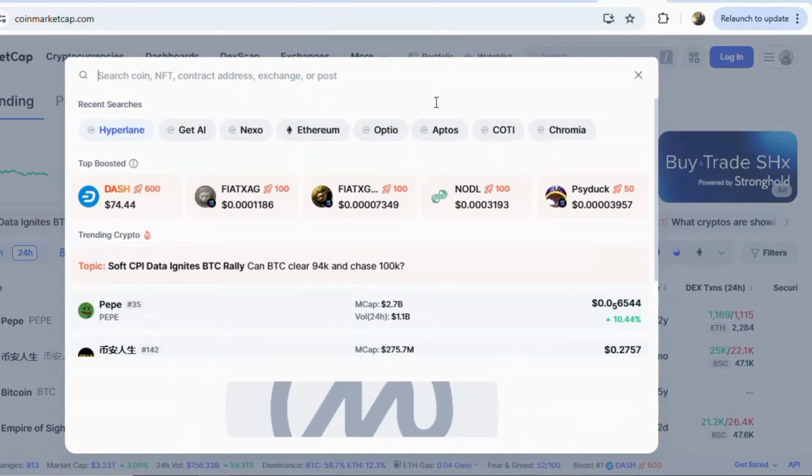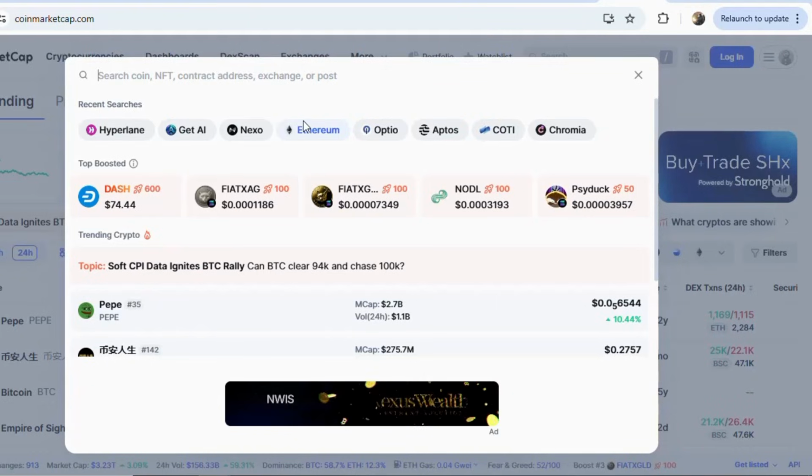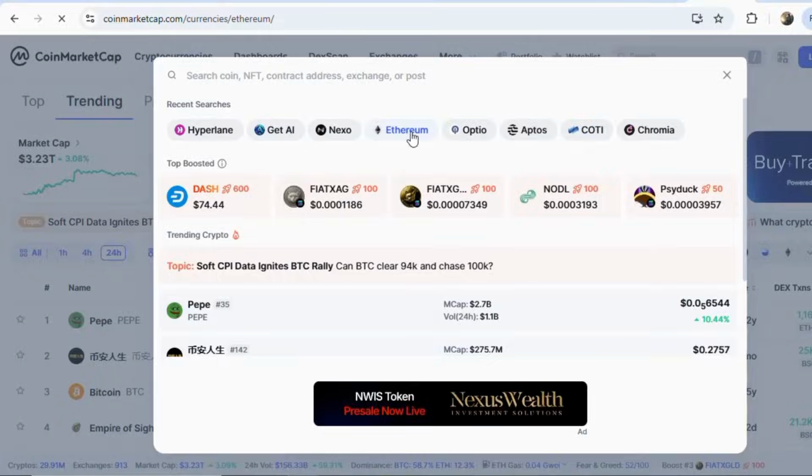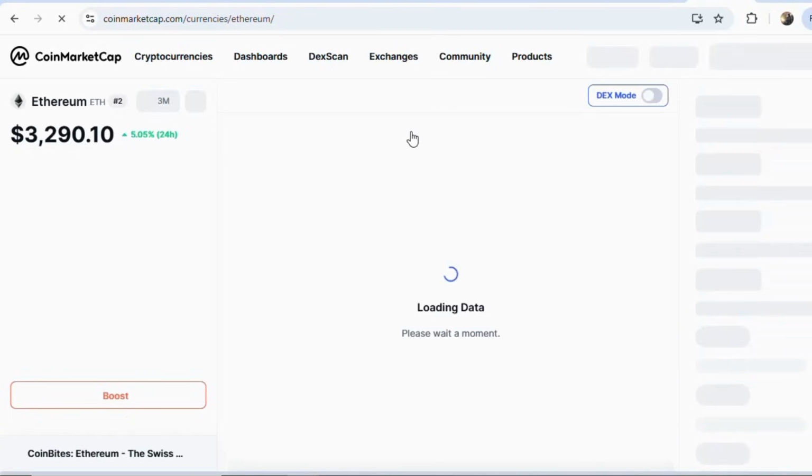So let's say we want to research on crypto Ethereum. You can just come here and search for Ethereum. If you want to research on Dogecoin, search for any crypto coin you like. So let's click on Ethereum and let's determine what will be the price of Ethereum in the next 24 hours. Alright, now I want you to follow me, so I'll be showing you everything you need to understand.